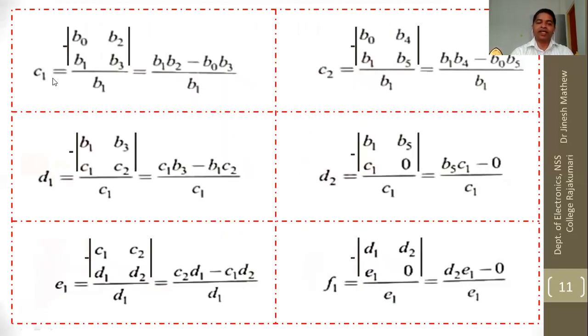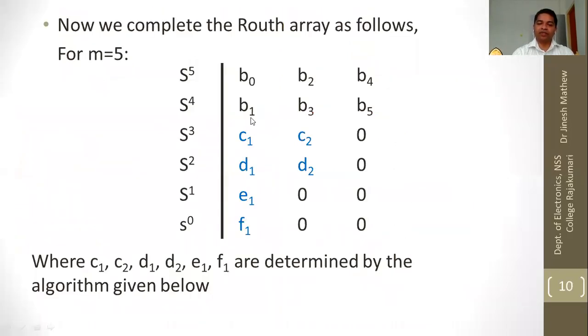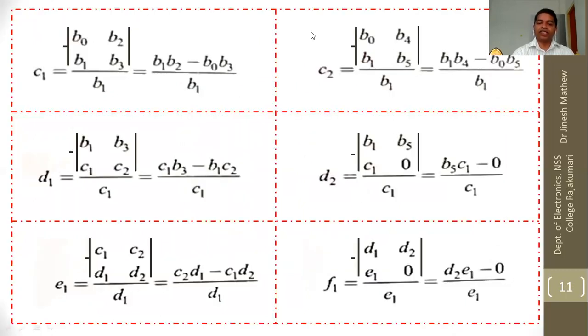What is C1? C1 is B1 B2 minus B0 B3 divided by B1. That's written here. So all these coefficient definitions, or the procedure of finding those coefficients, is shown here. You can go through this equation.